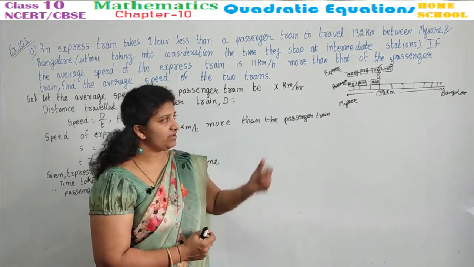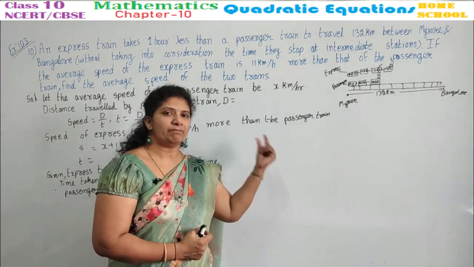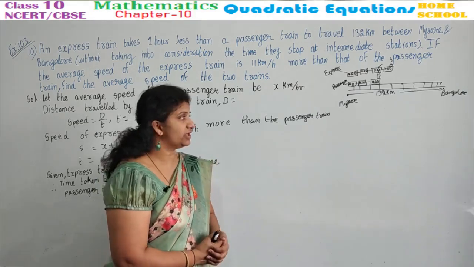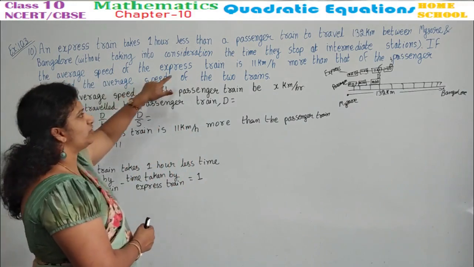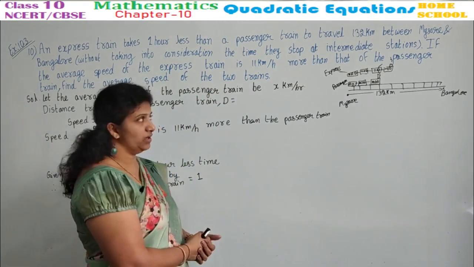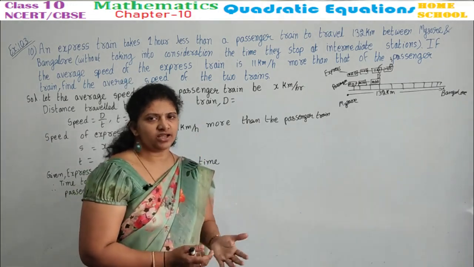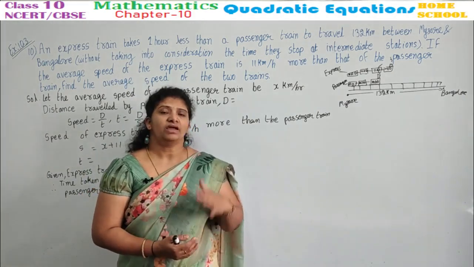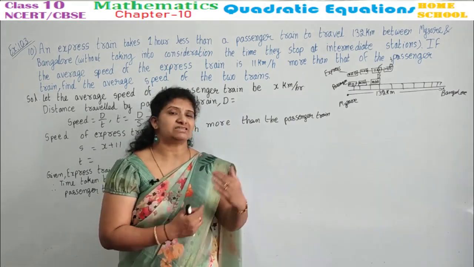What is the distance given here? 132 kilometers, from which place to which place? Mysore to Bangalore. Okay, the distance covered is 132 kilometers. And what else did they give? If the average speed of the express train is 11 kilometers per hour more than that of the passenger train. The express train will be faster. So how much faster? It is 11 kilometers per hour more than the speed of the passenger train.